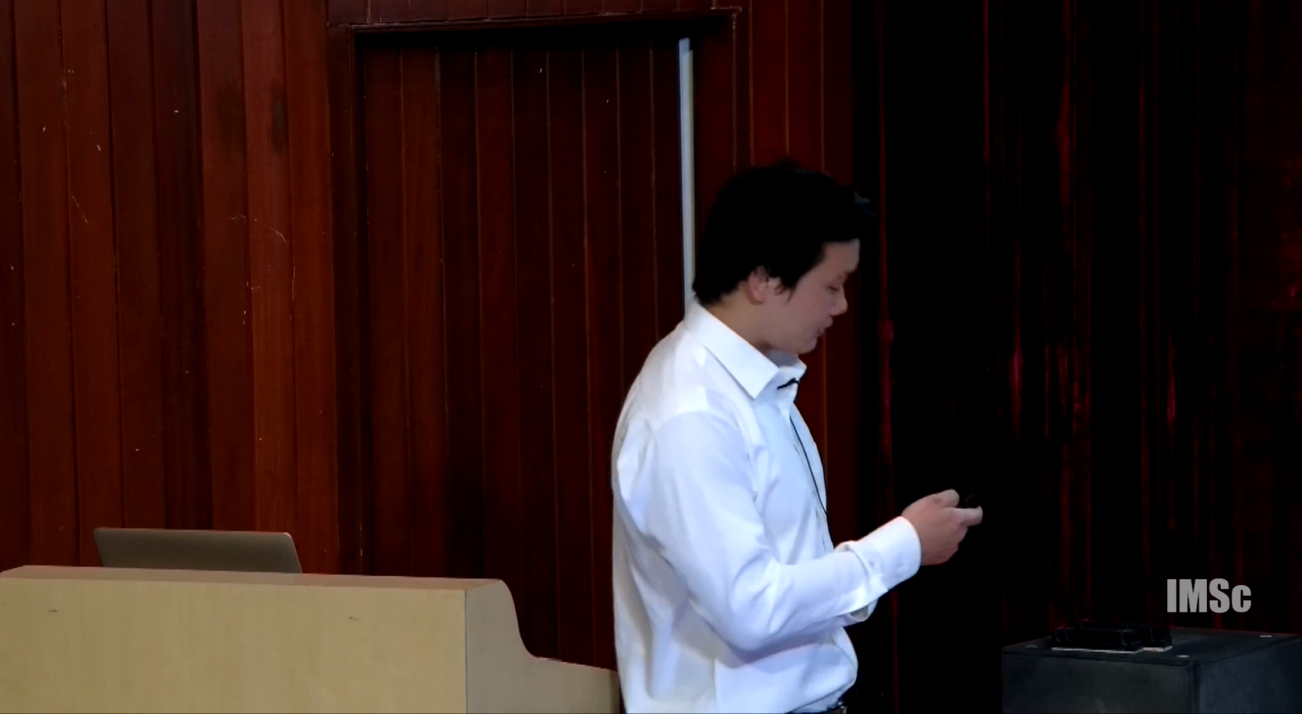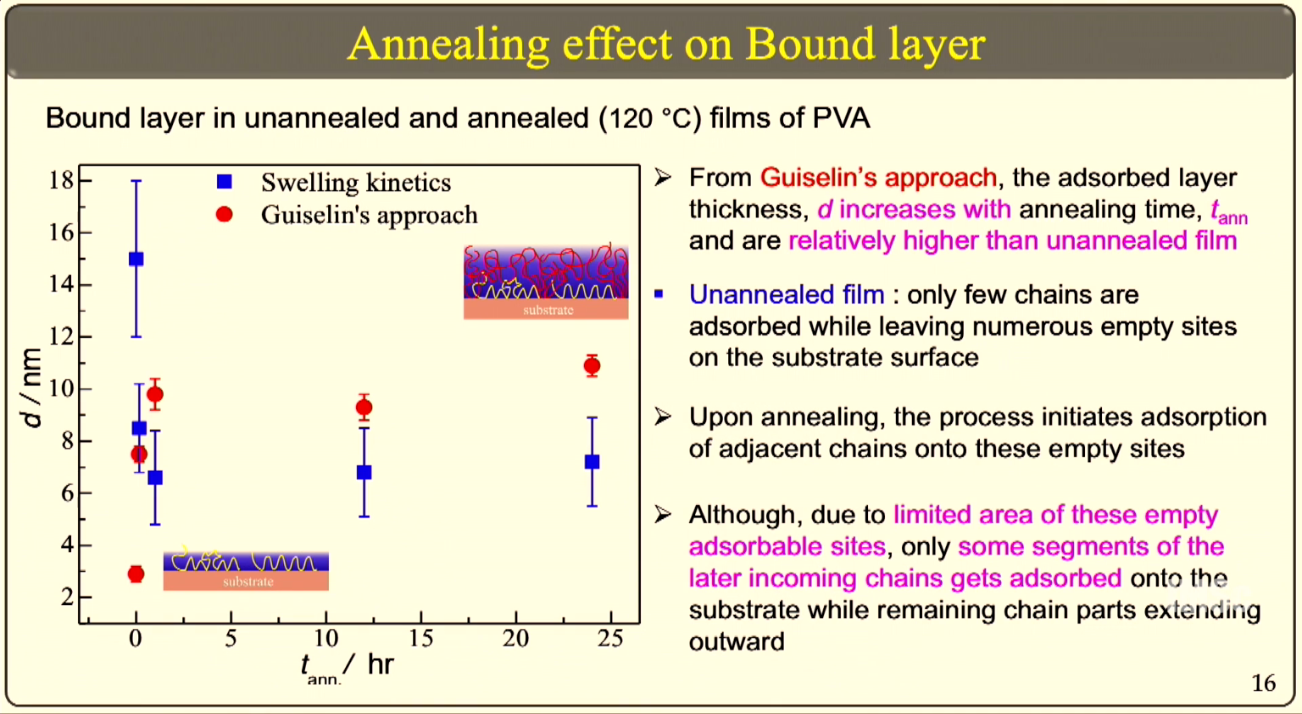So what we think at the moment is that swelling is a very indirect measurement, and we believe that the layer we are determining is the bound layer, which shouldn't contribute to the swelling. However, from Guiselin's approach, we find that there are certain tail parts of the chains. These are the tail parts because it's a higher molecular weight, the chain is longer.